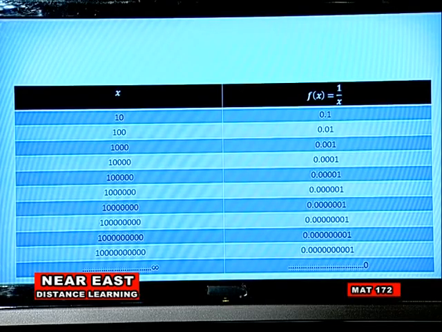So I use the table also here. This is x, and this is f of x. First, we start with the value x equal to 10. If x is 10, f of x will be 1 over 10, which is 0.1. If x is 100, f of x will be 0.01.